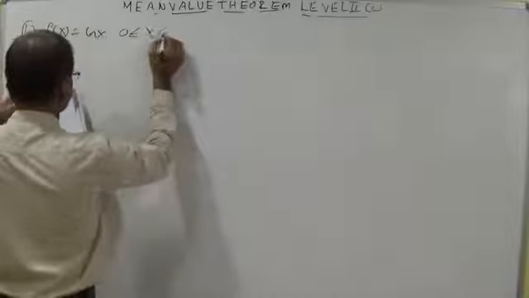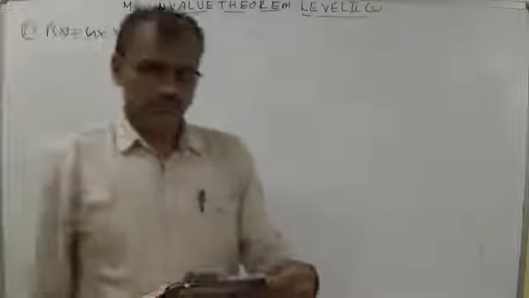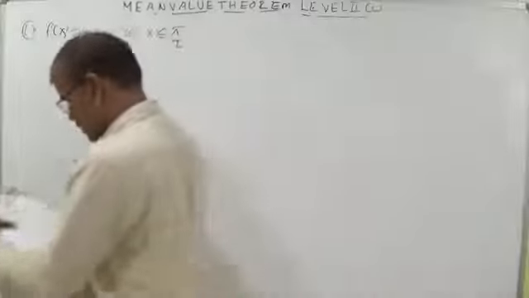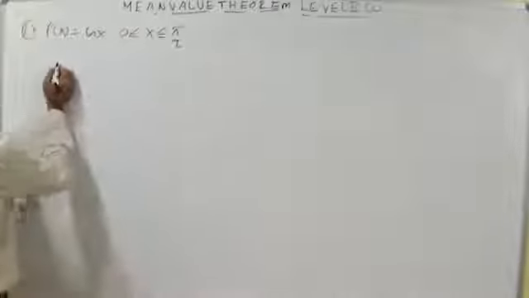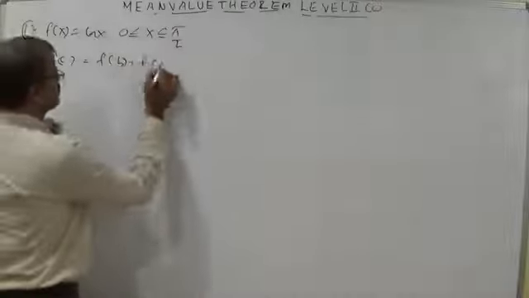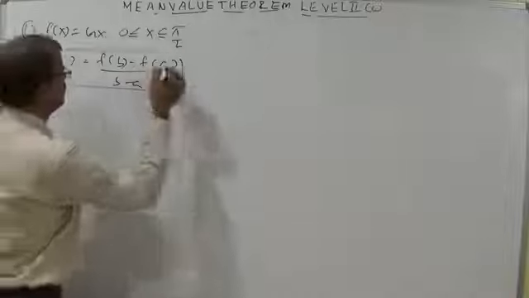17th one. F of x is equal to cos x, given as 0 less than or equal to x less than or equal to pi by 2. It indicates that cos x is positive in the first quadrant. Next, he is asking for the real number c in the mean value theorem. According to LMVT, Lagrange's mean value theorem, the formula is f dash c is equal to f of b minus f of a by b minus a.